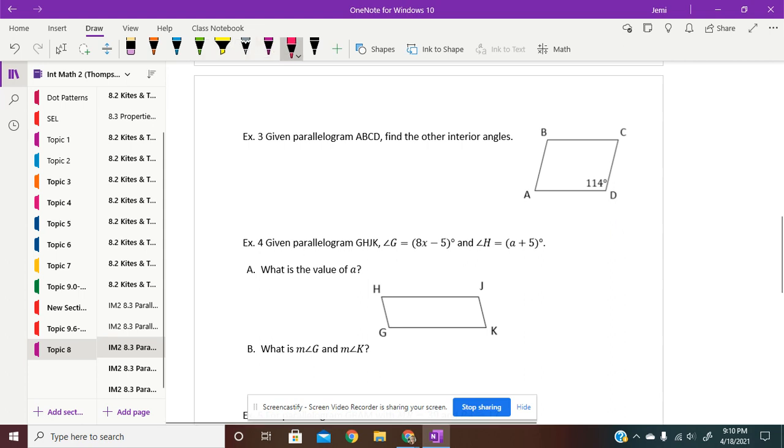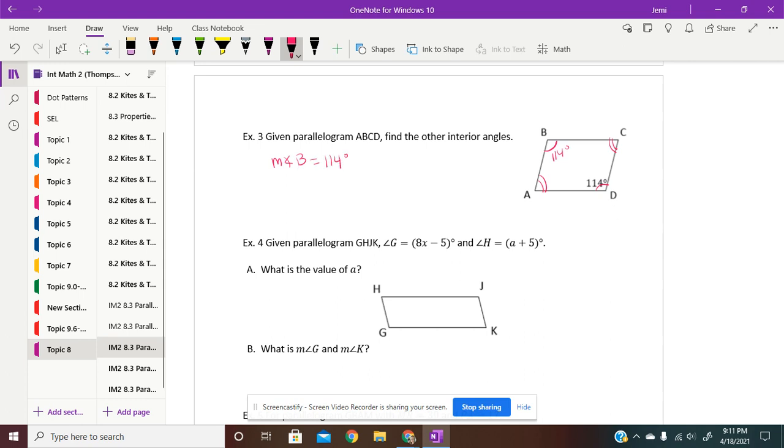Okay, let's go ahead and take a look at this problem together. Given parallelogram ABCD, find the other interior angles. We know two things about the interior angles. We know that opposite angles are congruent, and I know that consecutive angles are supplementary. So to use my first fact first, angle C and angle D are opposite each other. So those two are going to be congruent. So this is going to be 114 also. The measurement of angle B is equal to 114.